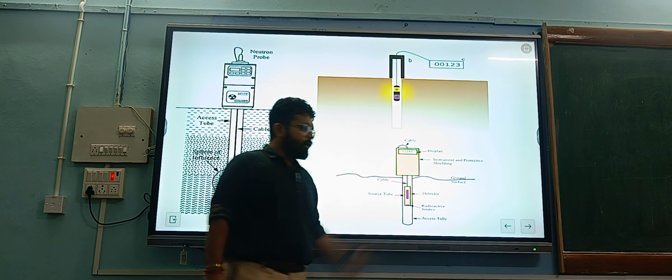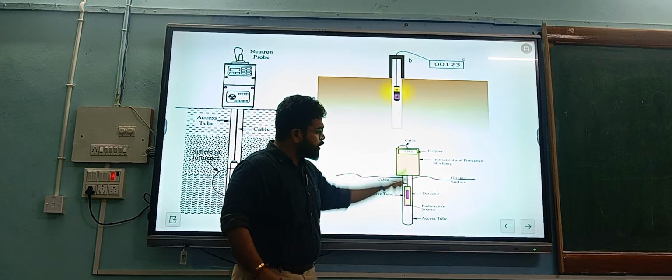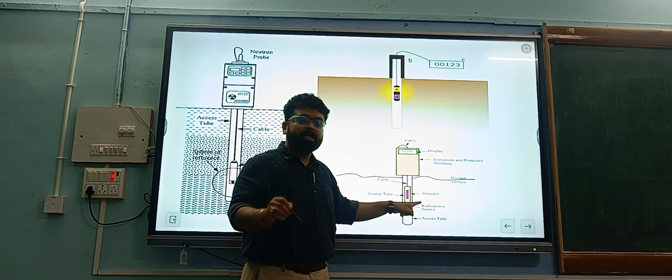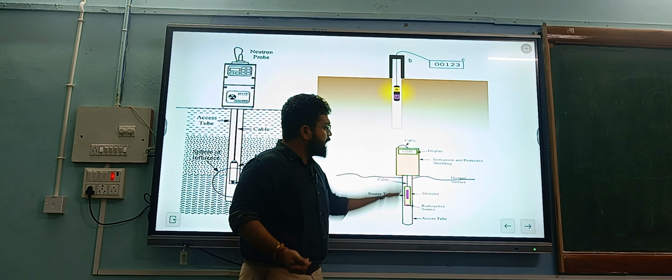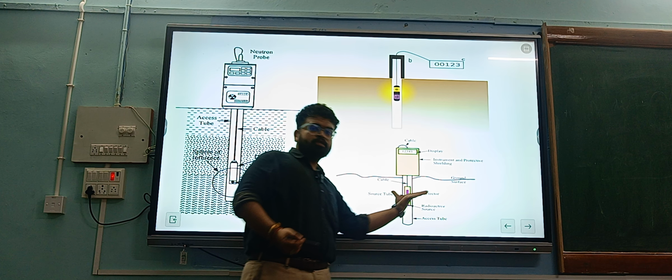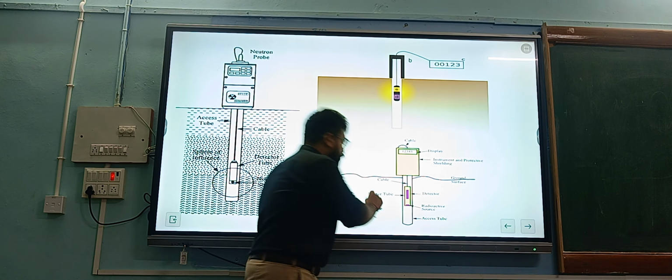This is the probe. A probe is installed in the soil. In that probe, we are releasing the neutron source. This is the radioactive source, such as radium and beryllium, or americium and beryllium, and it is connected to a digital meter.